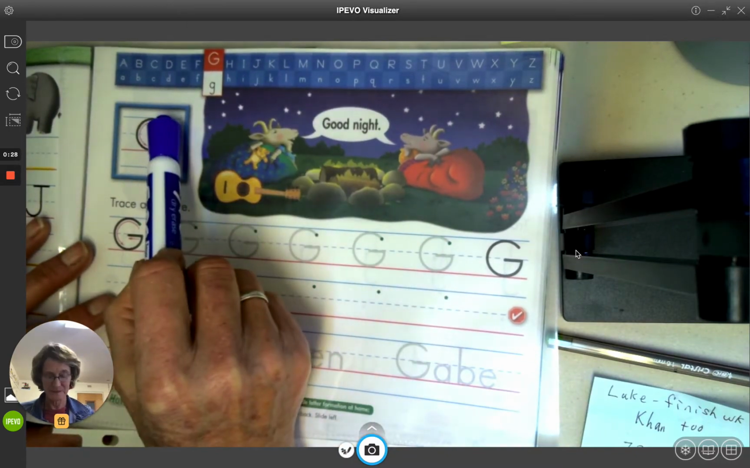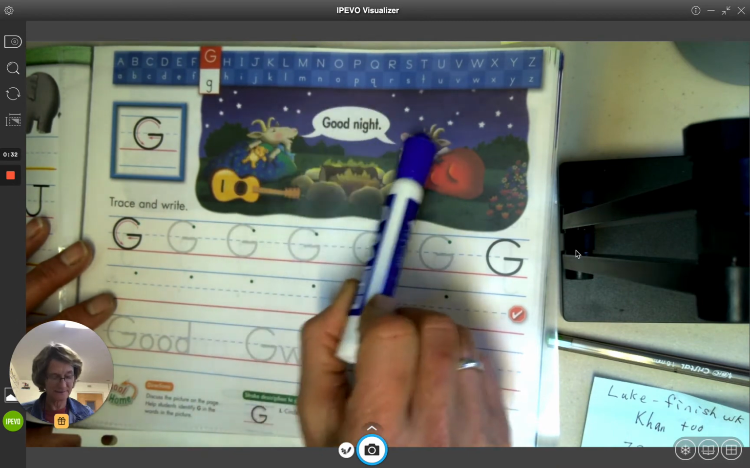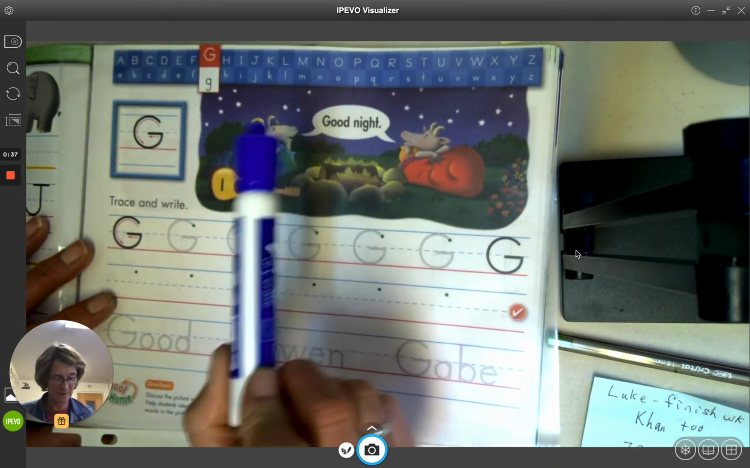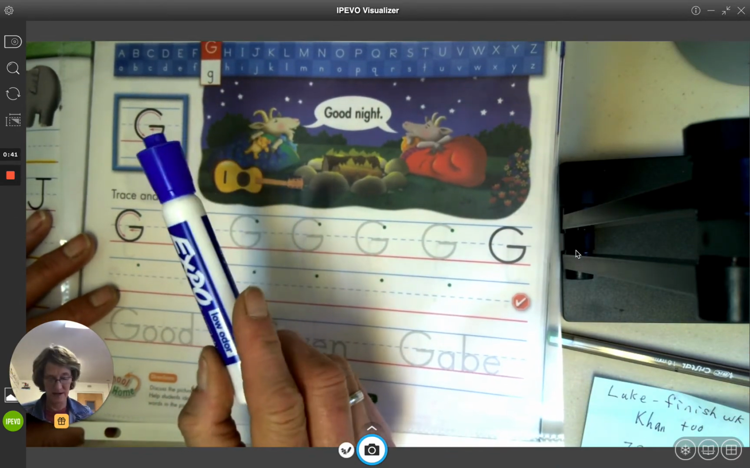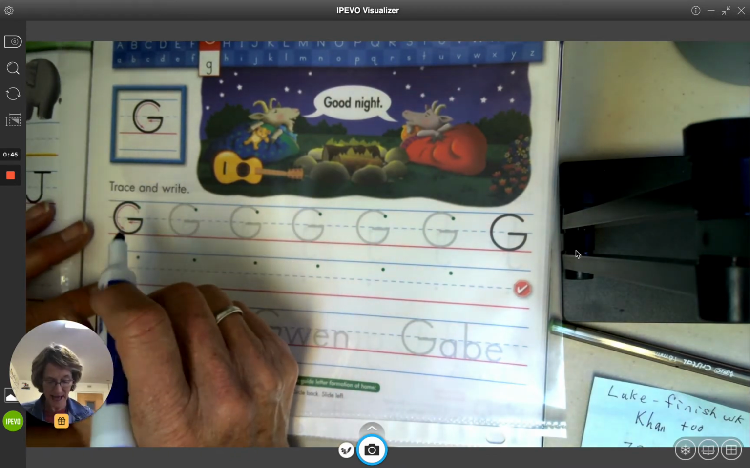There's the map, and here again. And what animals do you see? Yep, that's a goat. They're saying good night. They probably sang songs with the guitar.